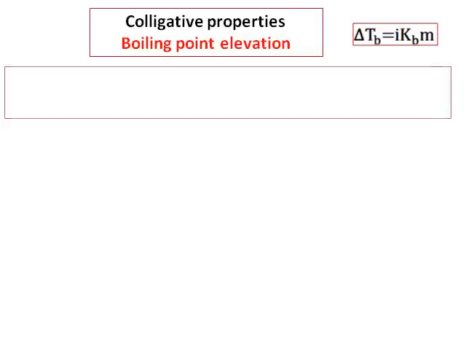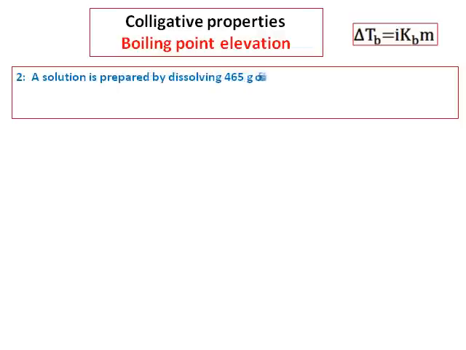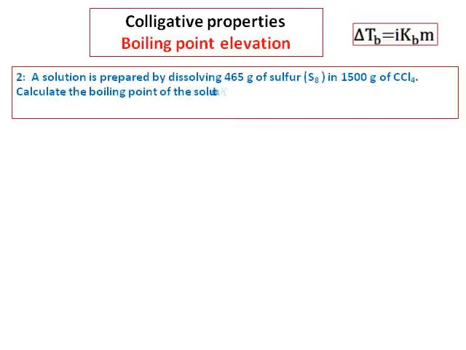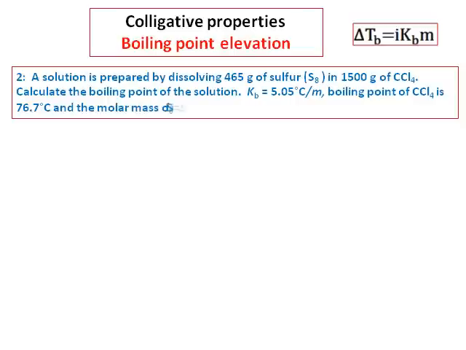We will do one more question on colligative properties on the boiling point elevation. A solution is prepared by dissolving 465 grams of sulfur. Note the formula for sulfur is S8, in 1500 grams of CCl4. You are supposed to calculate the boiling point of the solution. Kb is given, boiling point of pure CCl4 is given, and the molar mass of S8 is also given.